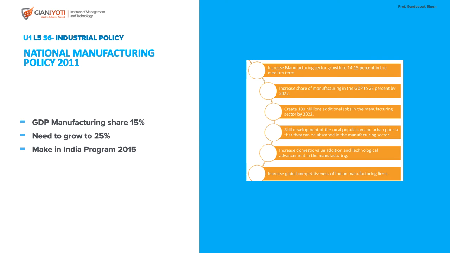In the rural areas, they wanted skill development so that these people are available for the manufacturing units to be set up there. Domestic value addition and technological advancement in manufacturing was one of the areas to make it more cost effective and valuable. And we wanted to compete in the global competition, so Make in India, that was a program launched in 2015. People are associated with that, and this campaign is still on.